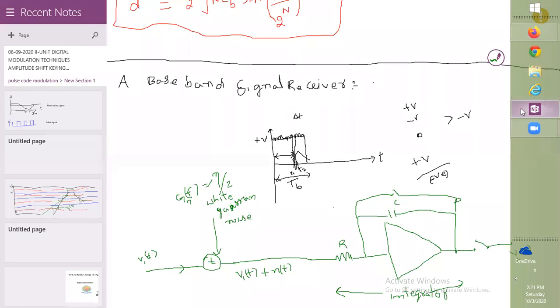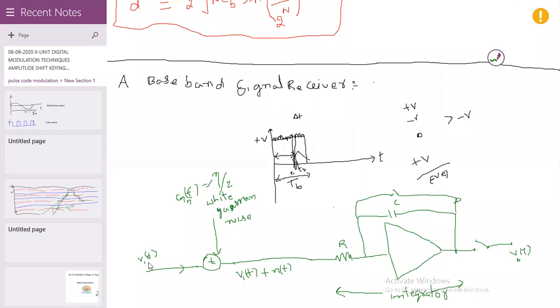Yes ma'am. Okay. Vi of t is the input signal, the data signal, whatever we transmit. That signal is corrupted with noise. That noise is white Gaussian noise. So the power spectral density of that noise is eta by 2. And after that, Vi of t plus n of t, that means the two signals are combined together, can be given to this integrator.